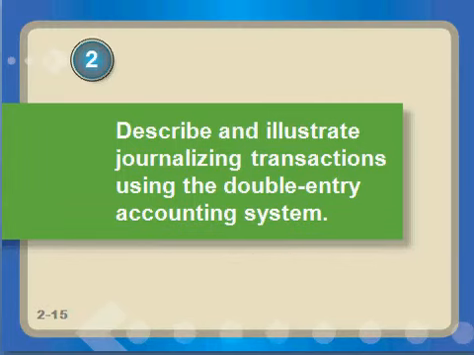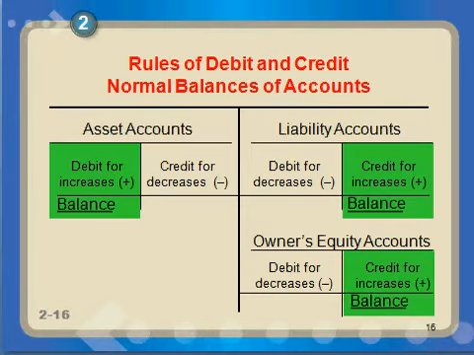Like I said, the double entry accounting system is based on the accounting equation. Remember our accounting equation, we have assets on the left side, and that's equal to liabilities and owner's equity on the right side. Remember, the word debit means left, the word credit means right.